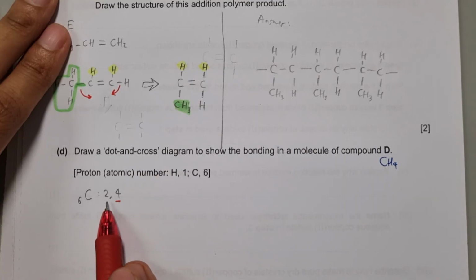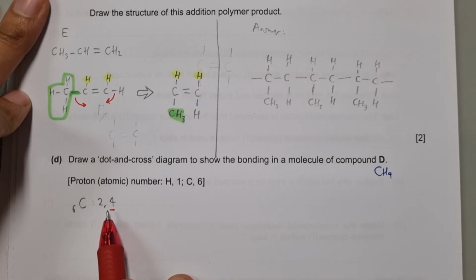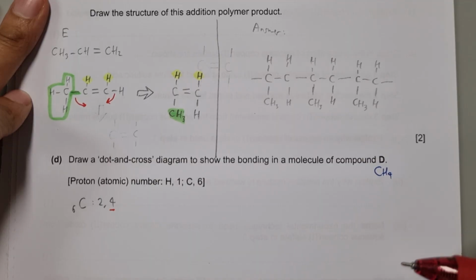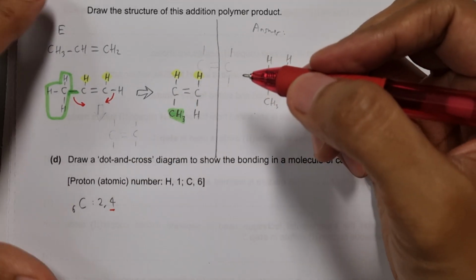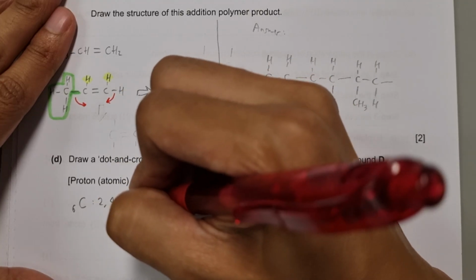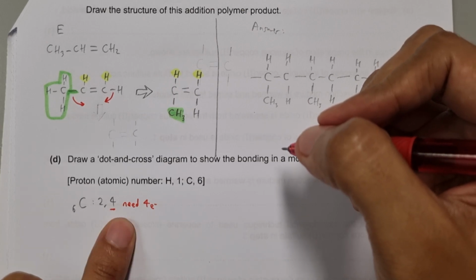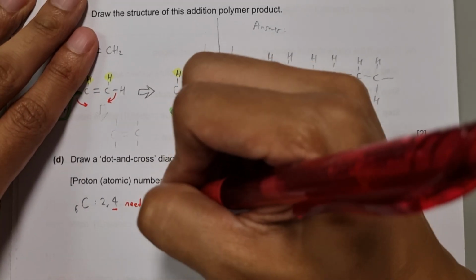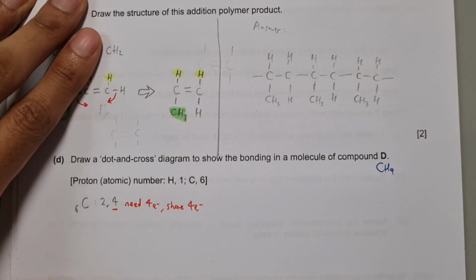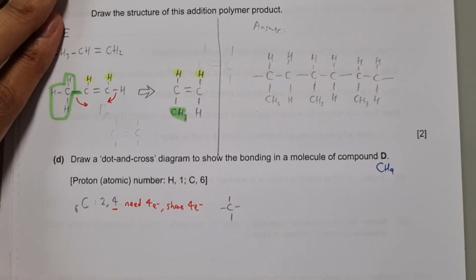For covalent molecules, the rule is however many electrons you need, that's however many electrons you share. I call it the need X, share X rule. So if I have 4 valence electrons, I will need 4 more electrons to be stable, to get to 8. Since I need 4, I will share 4 electrons. So carbon will look something like this, 4 electrons.